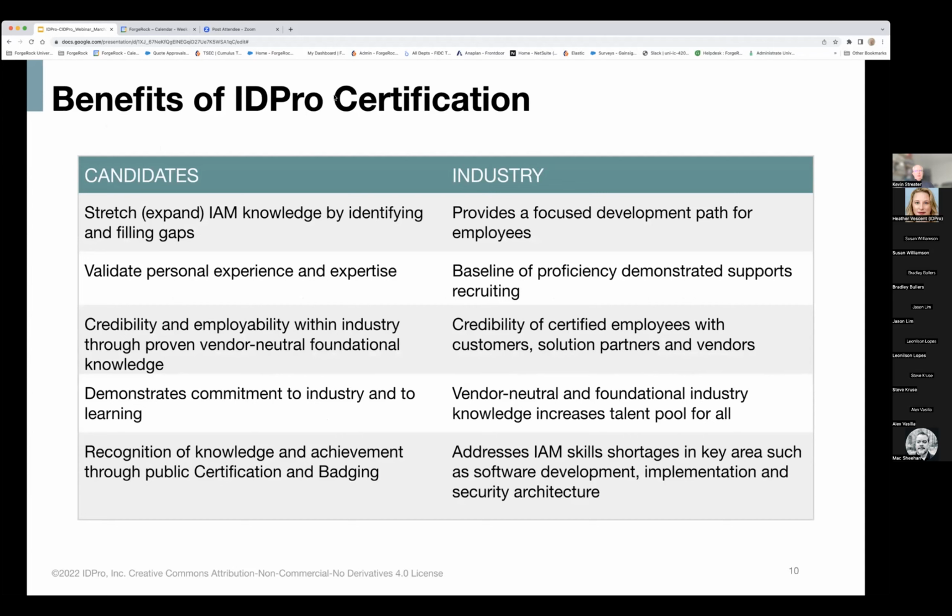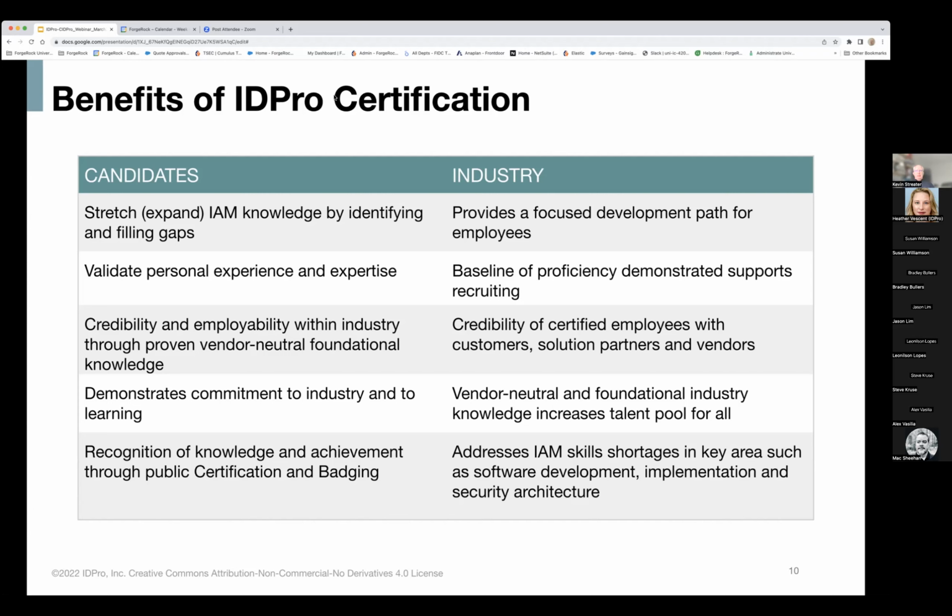So what are the benefits of the IDPro certification? Well, a whole range of benefits for the candidates. It's a professional development activity. It's something that you can take part in, get involved, work towards the certification so that you can represent yourself as an identity professional. That really helps with employability. It validates that you are an expert in identity, demonstrates that you really want to learn, and gives you some really good public recognition.